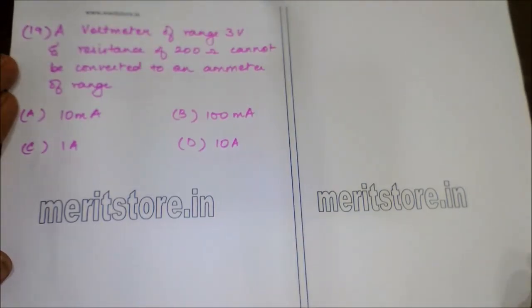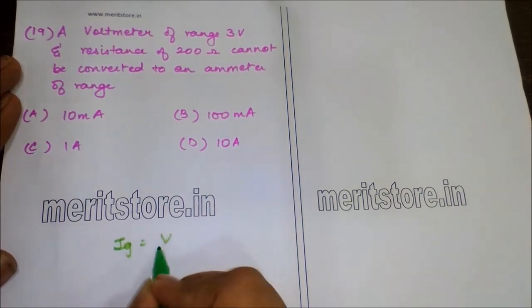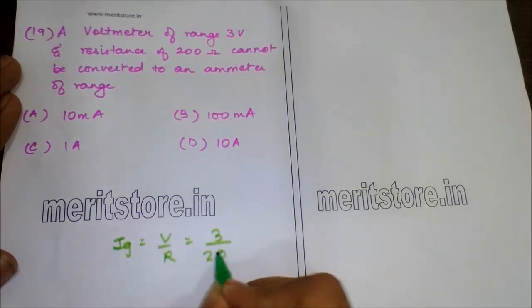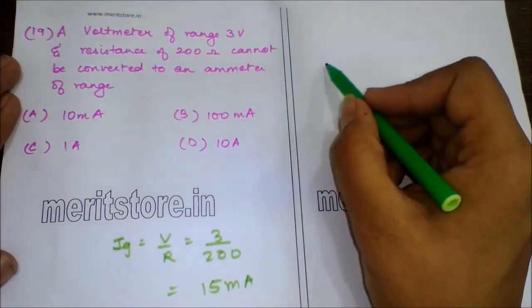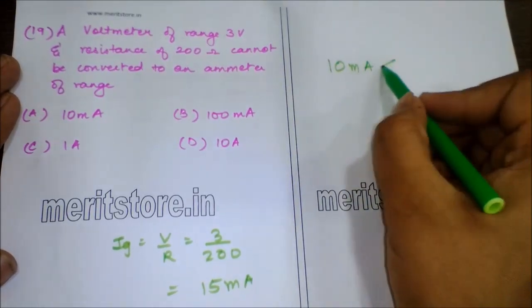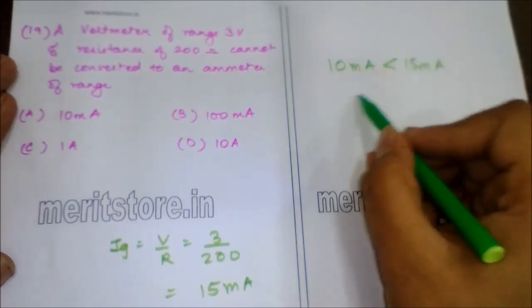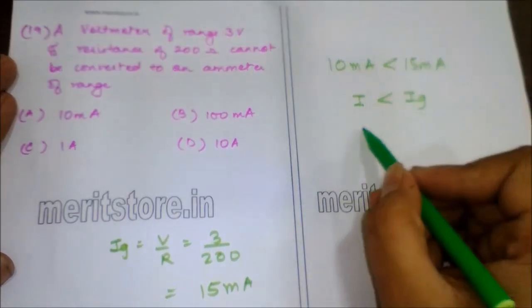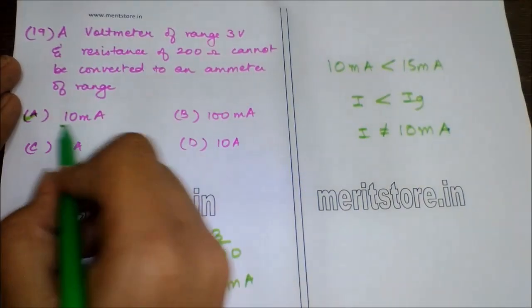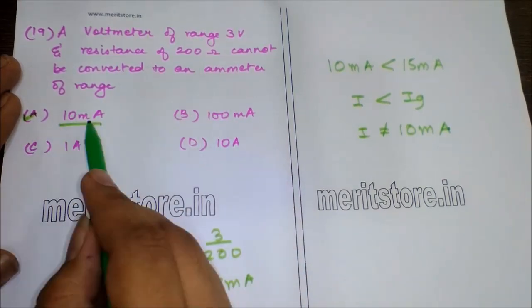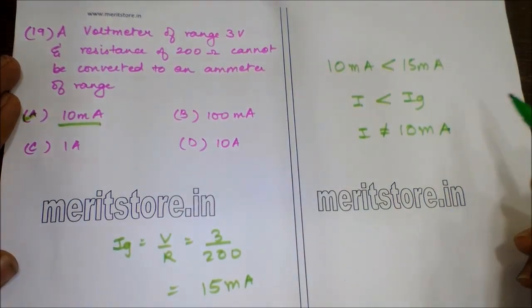Question number 19. A voltmeter of range 3 volt and resistance of 200 ohm cannot be converted to an ammeter of range. Now, we know Ig is V by R, 3 upon 200, which will give us 15 milliampere. So 10 milliampere is less than 15 milliampere. So I is less than Ig. So I is not equal to 10 milliampere. So option A, cannot be converted into 10 milliampere, is the correct answer.